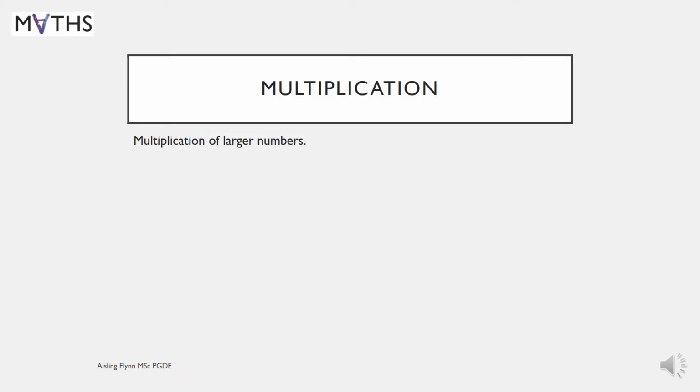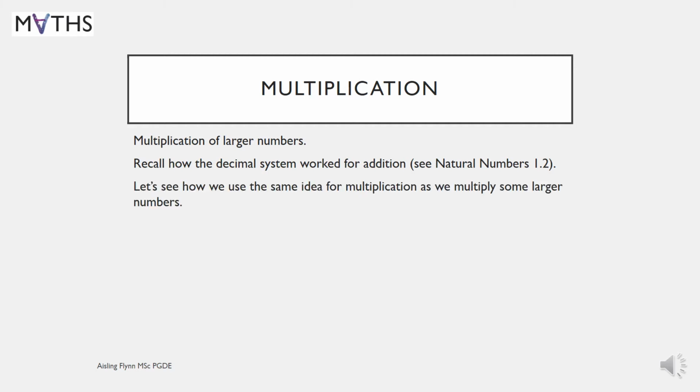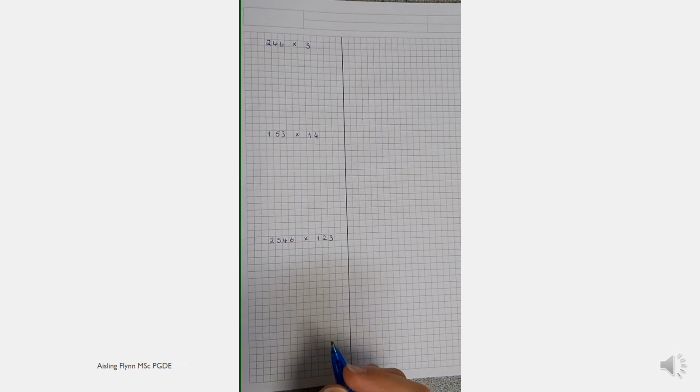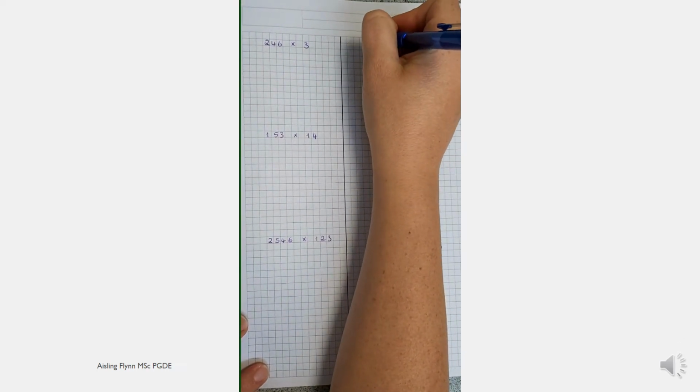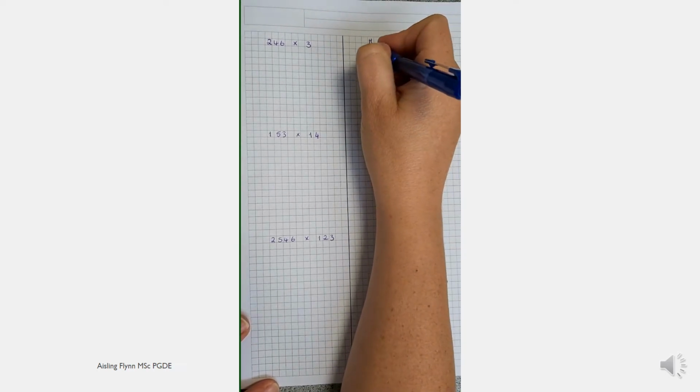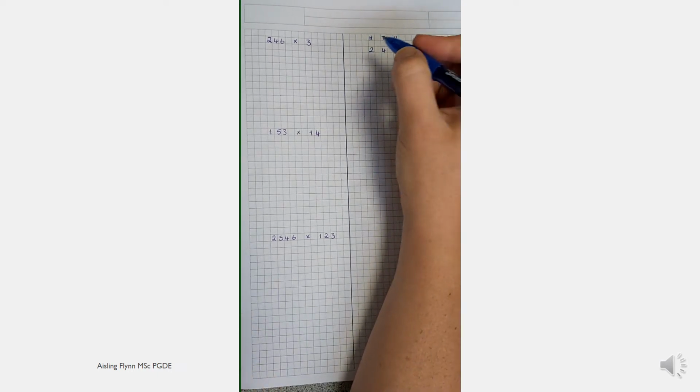So what about the multiplication of larger numbers? Recall how the decimal system worked for addition if you need to look back at the previous video. Let's see how we use the same idea for multiplication as we multiply some larger numbers. We'll begin by multiplying 246 by 3. Just like addition, let's recall our hundreds, tens and units. And we write the larger number on top.